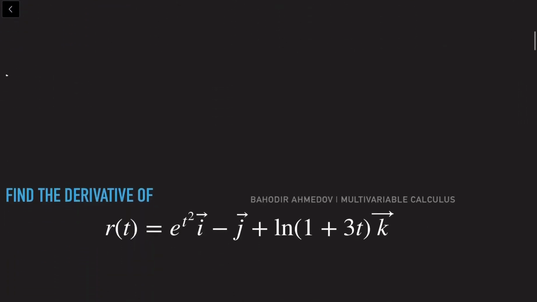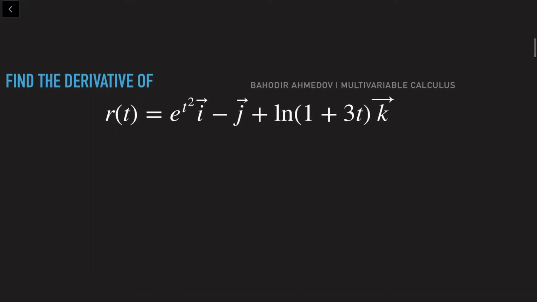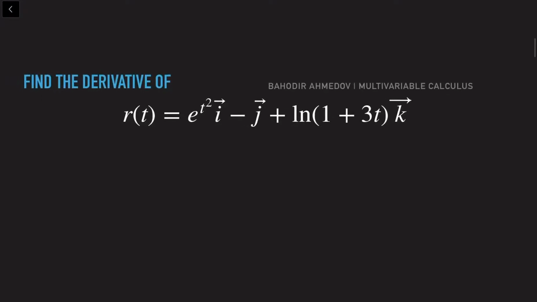So in our next problem, we again need to find a derivative of the vector function. We're given the vector function in this form with the ijk notation, but we just need to know that the coefficients before the i, j, and k are just the components of this vector function. So basically, this is the first component, minus 1 is the second component, and plus ln of 1 plus 3t is the third component.